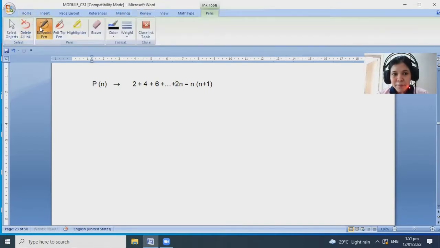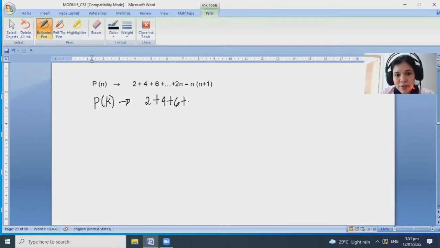So first step, we need to have P of k first. So replace n by k. It will become 2 plus 4 plus 6 plus, and so on and so forth, plus 2k, is equal to k times k plus 1.